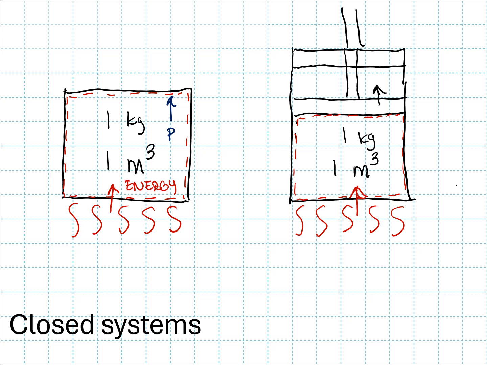And now the boundary of my system is going to expand with that change in the piston's position. So my new system boundary is going to look like this. And now my volume is no longer 1 cubic meter, it's going to be greater. Let's say it expands to 2 cubic meters, like this.